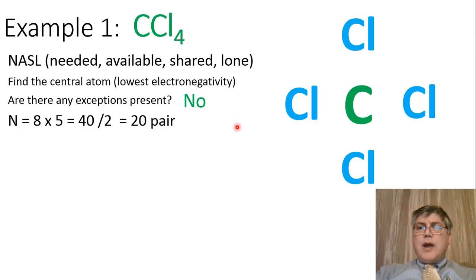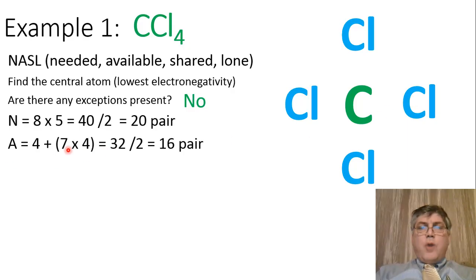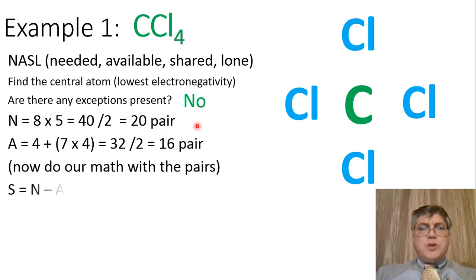Now the next thing we need to do is figure out how many electrons we actually have available. Carbon is in group 14 or 4A, so it has 4 valence electrons. Each chlorine is in group 17 or 7A, so each chlorine brings 7 electrons to the molecule. So we have 4 plus 7 plus 7 plus 7 plus 7. I did that as 4 plus 7 times 4, and I ended up with 32 available electrons. Divided by 2, and I have 16 pairs of available electrons. Well, I need 20 pair, and I have 16 pair, so I'm going to need to share some electrons. So sharing, I calculate the shared electrons as 20 minus 16, as we see right here.